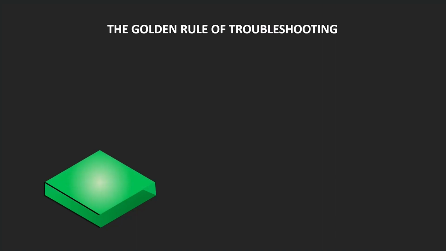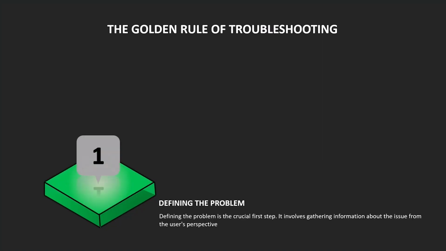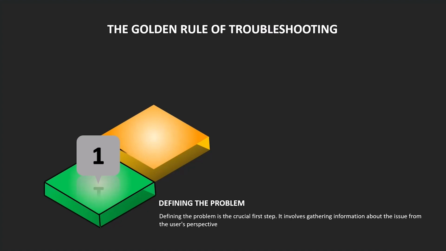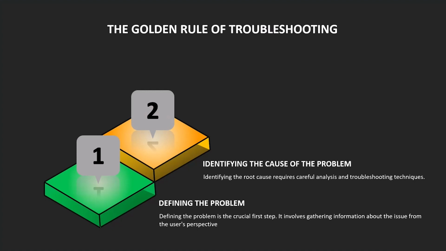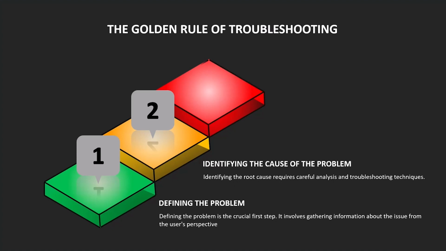Defining the problem is the crucial first step. It involves gathering information about the issue from the user's perspective. Once the problem is defined, it's time to put on your detective hat. Identifying the root cause requires careful analysis and troubleshooting techniques. With the cause identified, it's time to take action. Resolving the problem may involve implementing fixes, applying updates, or even replacing faulty hardware.